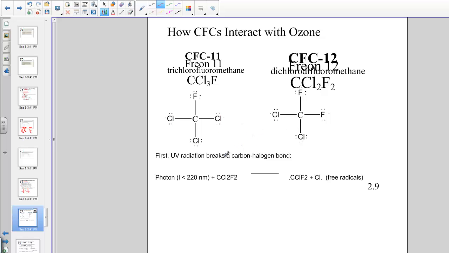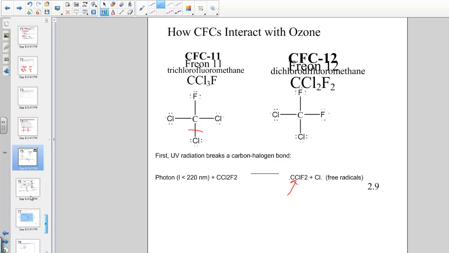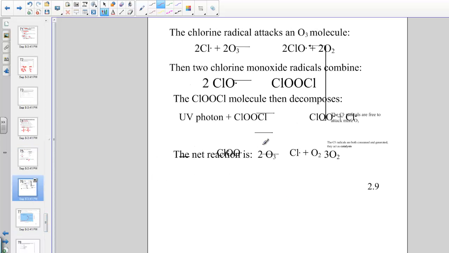So what we're looking at here is Freon 11, Freon 12, those molecules we just drew, and how the UV radiation breaks apart a carbon-halogen bond. When it does so, it creates a radical, and that radical destroys the ozone layer. And this chemistry is probably just interesting at this point.